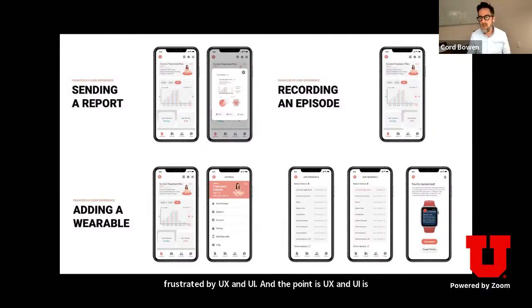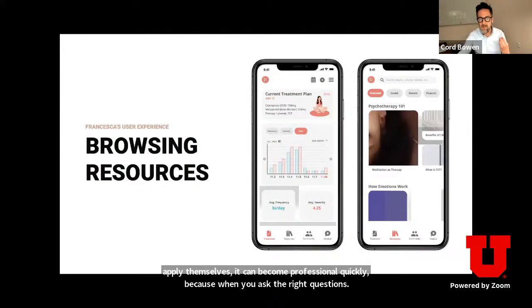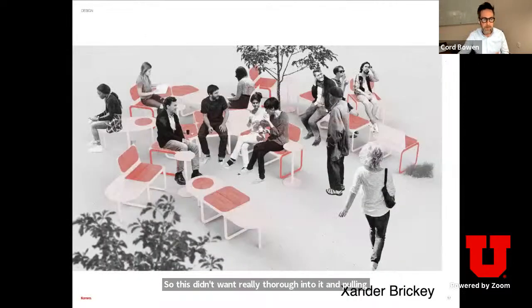Until you start talking about design as experience and start using deeper forms of research and testing, you can't do things. But once you have that information, the actual design of UX and UI flows pretty well. If the student chooses to apply themselves, it can become professional quickly, because when you ask the right questions, the visual strategy becomes evident, all the things you need to do become evident. So this student went really thoroughly into it, pulling in all the elements of what this would look like. I was just really, really proud of that process that Kayla did.